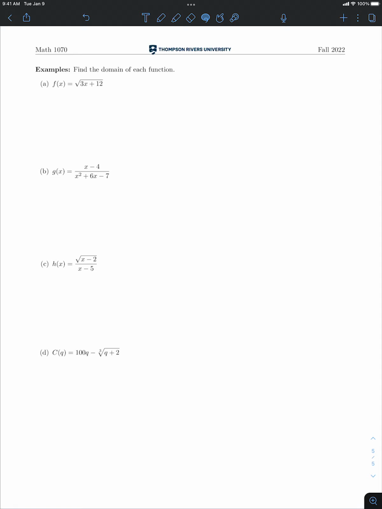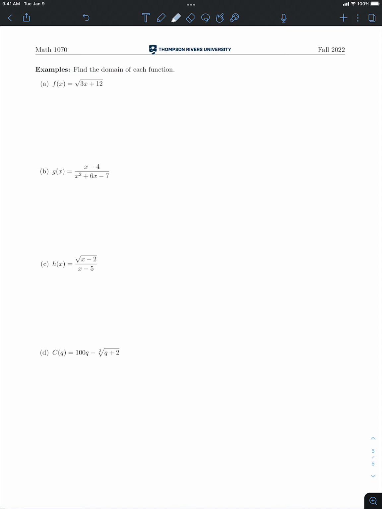Okay, so now we've got four functions here and we're going to find their domains. So let's start with the first one. We've got a function f and it's defined by the rule f of x is equal to the square root of 3x plus 12. Okay, so, well, are there any restrictions? If so, what are they?